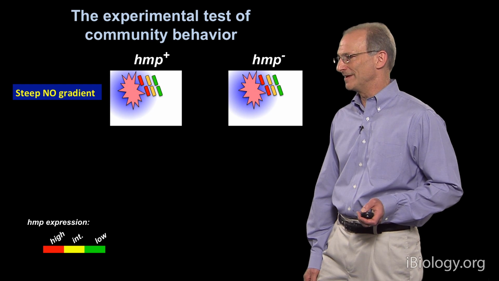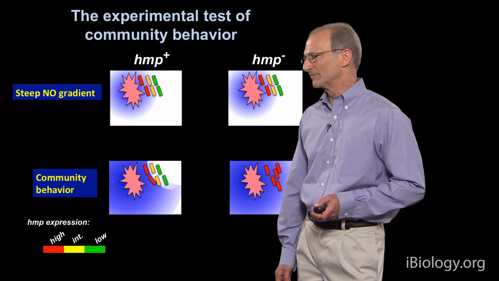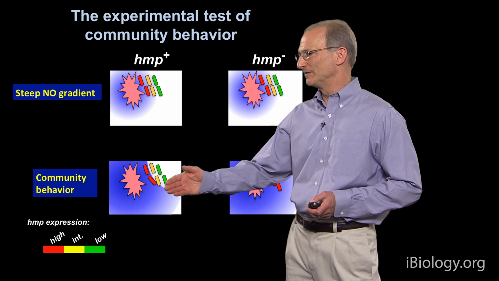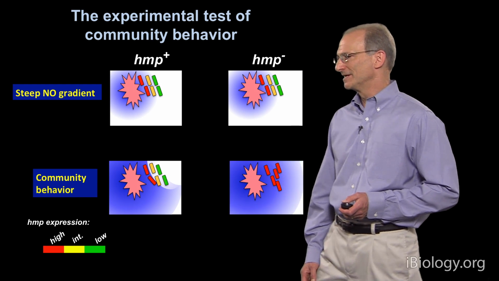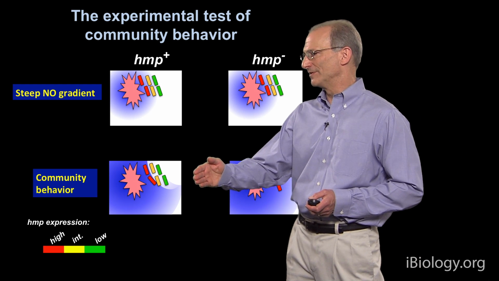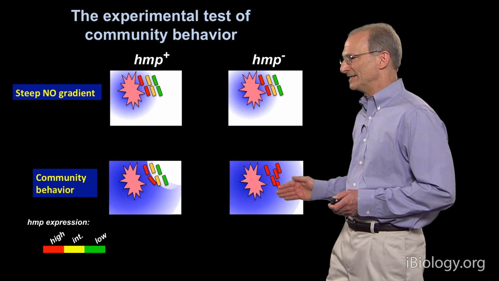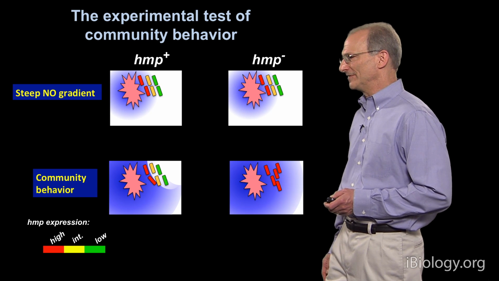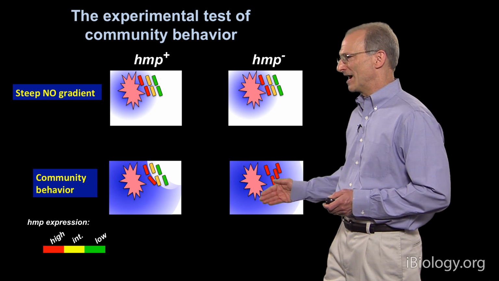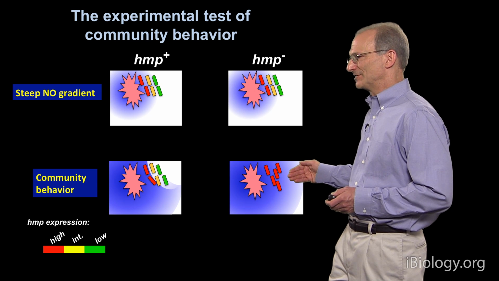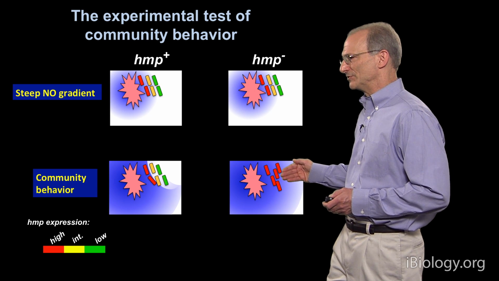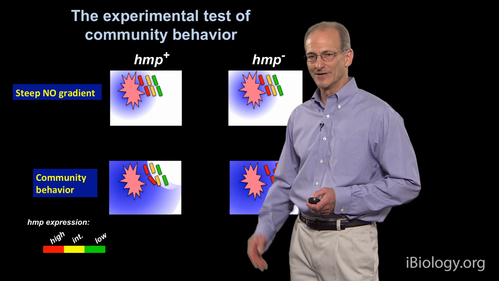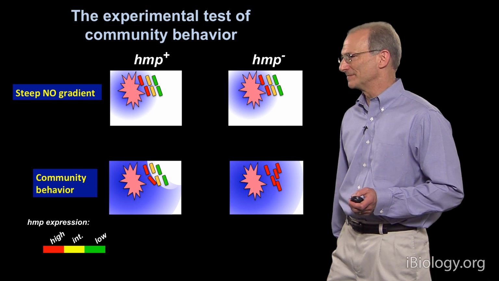On the other hand, if there's community behavior, you'll see a different result. In the wild type, what happens is the HMP protein would be removing the NO from the environment and then allowing bugs to grow in the absence of HMP expression. And then in the case of the mutant, the HMP is no longer removing NO from the tissues. And now what we see is that the bacteria are able to induce the HMP expression because NO is not removed. All right, so this is a very simple experiment, and we get a relatively simple answer.